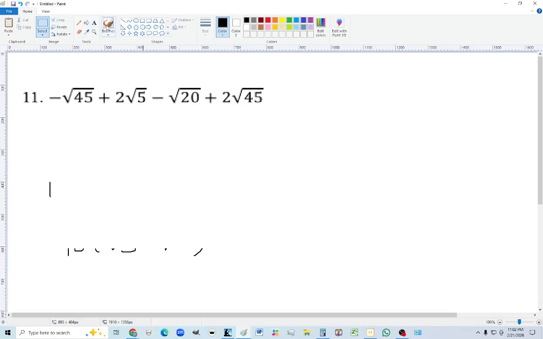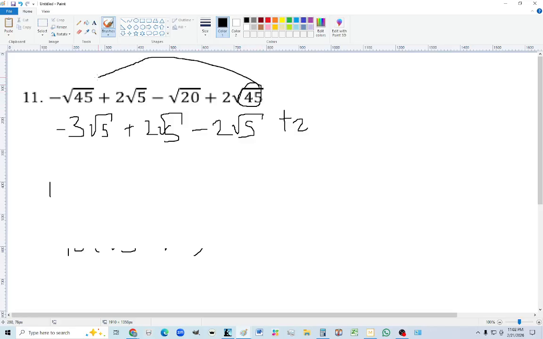The first one has a factor of, I think it's 9 times 5. So the 3 can come out, and that's a minus 1 essentially. You get minus 3 radical 5. Plus 2 radical 5 can't be simplified. This is 4 times 5. 4 comes out as a 2, minus 2 radical 5. Plus 2, and this one has the same one as this.